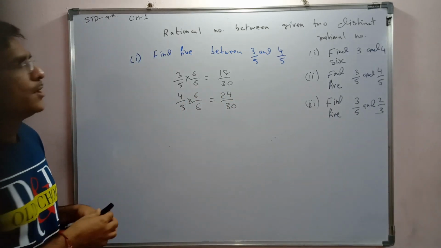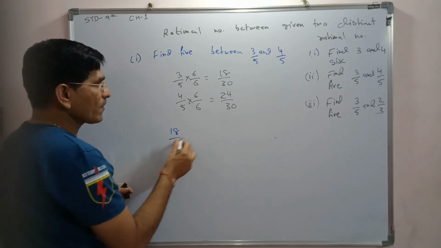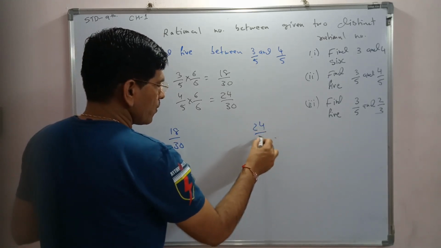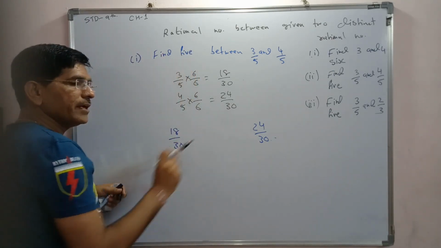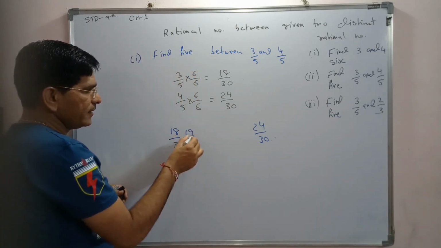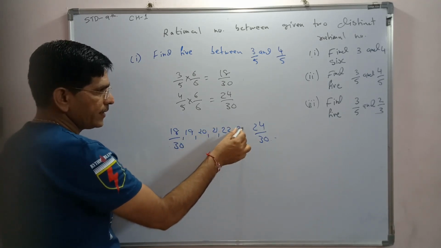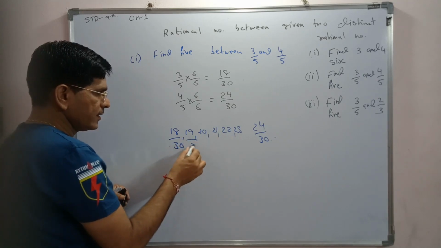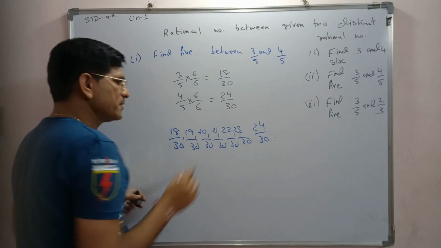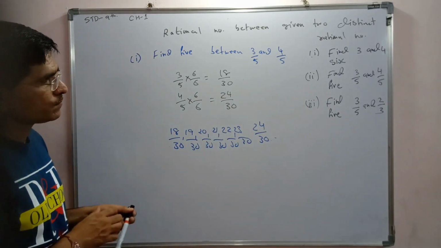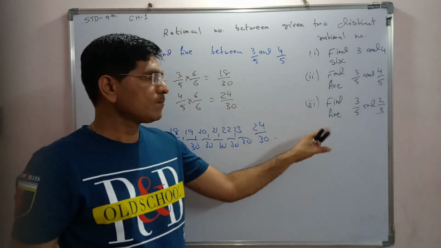Now if we check between 18 upon 30 and 24 upon 30, there are 5 numbers between them. We can say 19, 20, 21, 22 and 23. So we can easily find these numbers. That is one more example, and we can check further.